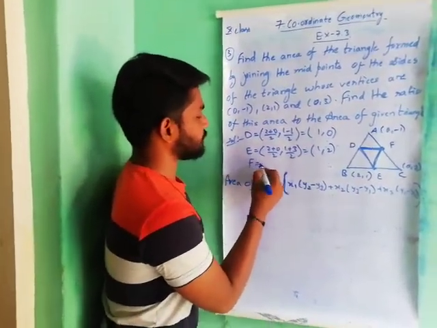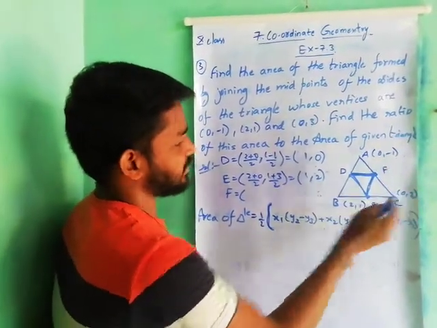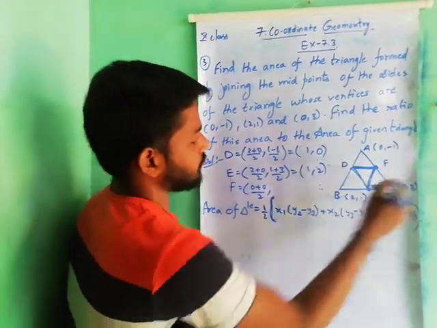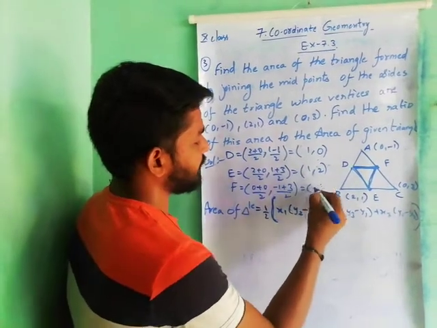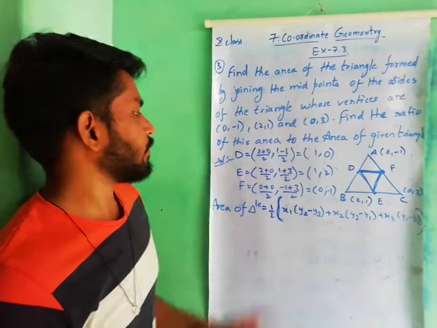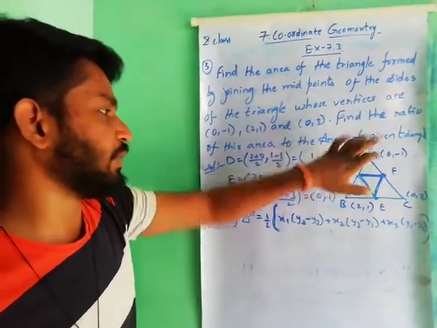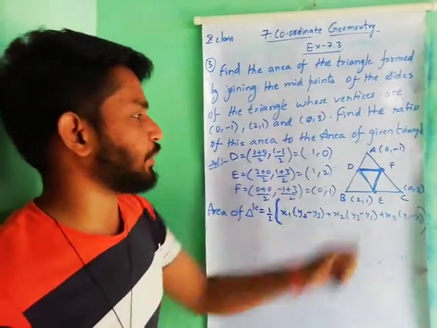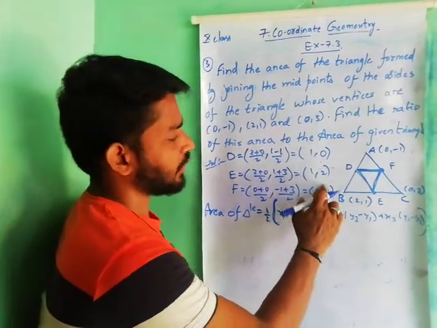Similarly, F point, midpoint of AC. (0 plus 0) by 2 comma (minus 1 plus 3) by 2. So we are getting (0, 1). Understand? So here first I am finding the DEF points. D is the midpoint of AB, E is the midpoint of BC, F is the midpoint of AC. Now again we have to find out the area.